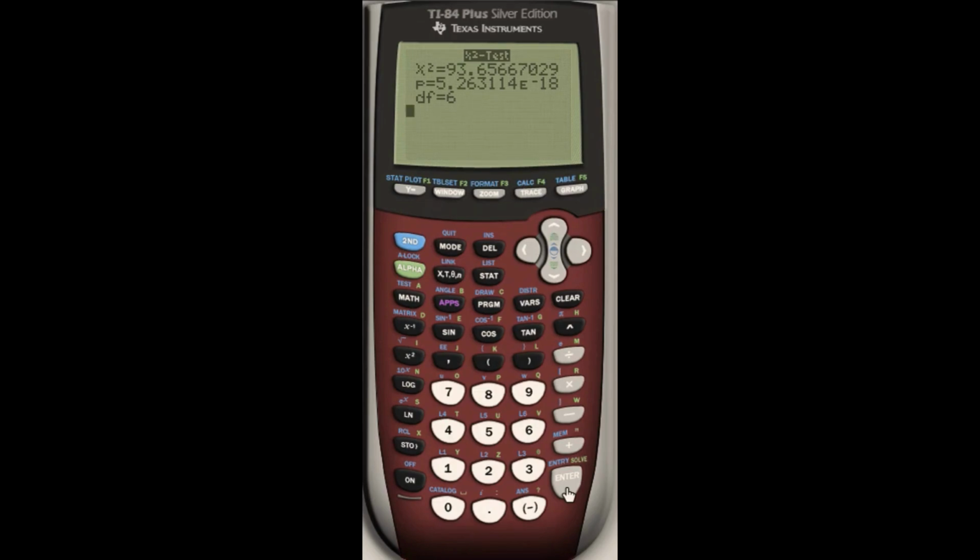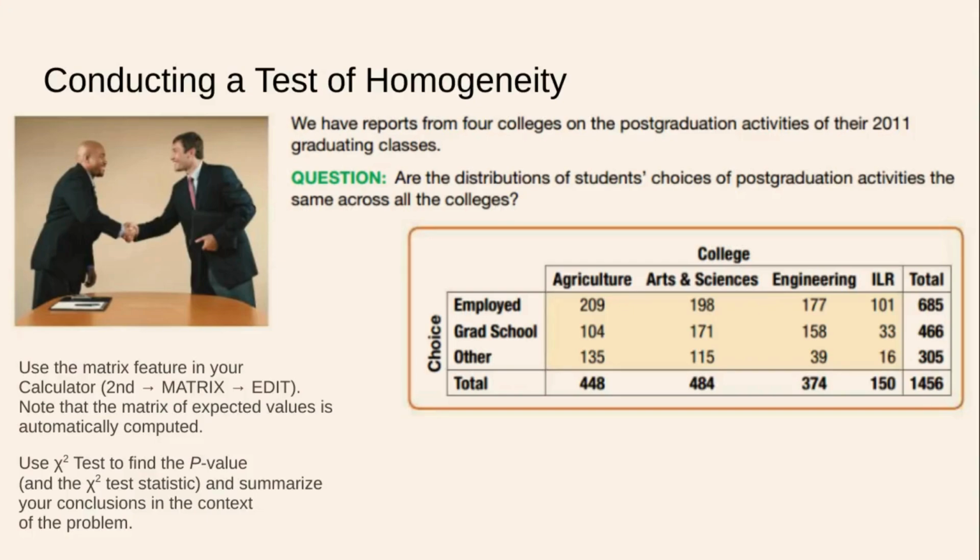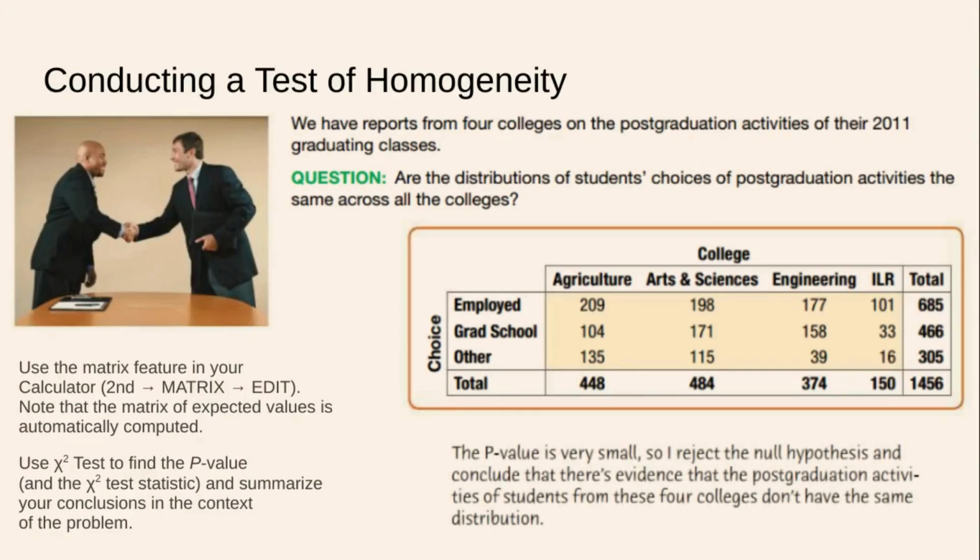The post-grad choices are going to be quite different. So how do we interpret these results? The p-value is very small, so I reject the null hypothesis. What's my conclusion? There is sufficient evidence that the post-grad activities of students from these 4 colleges do not have the same distribution.